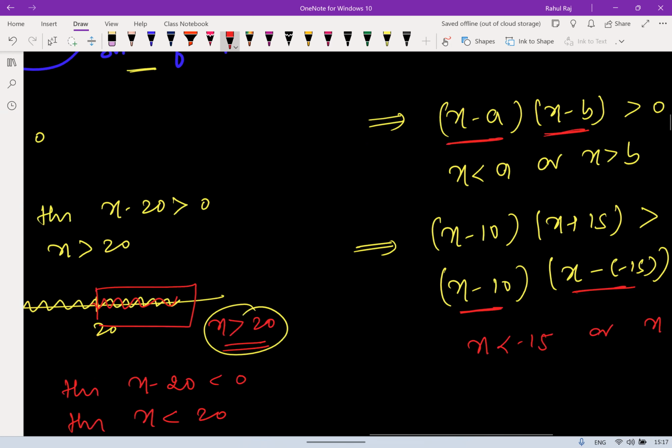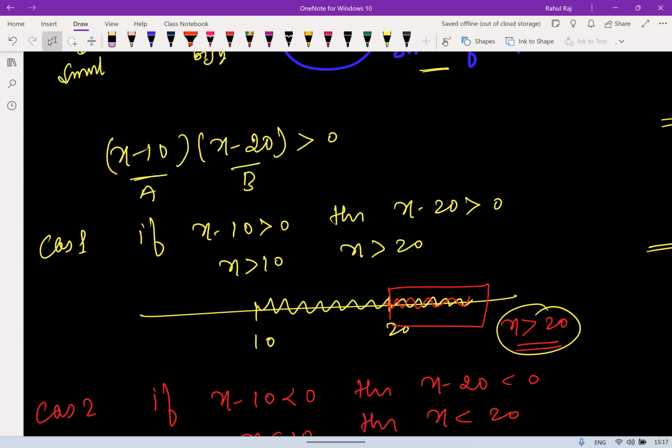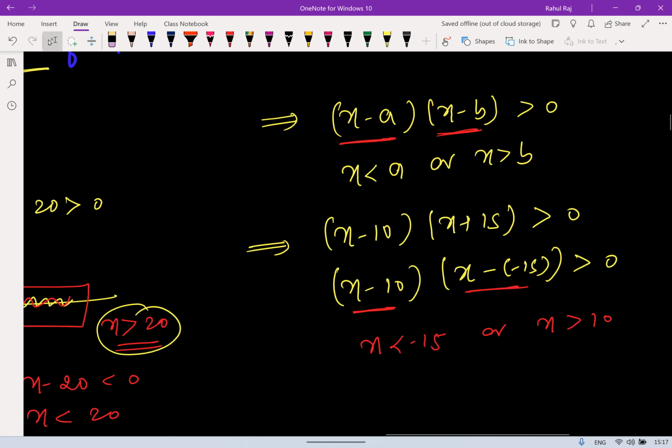You don't have to go and start doing all these things, that A is greater than 0, B will be greater than 0, and then plot on a number line. You will exactly get the same thing. So why should you take that headache at all? You can straight away write x less than negative 15 or x greater than 10. This is actually a solution of this inequality. Now you put any values over here, this will satisfy.